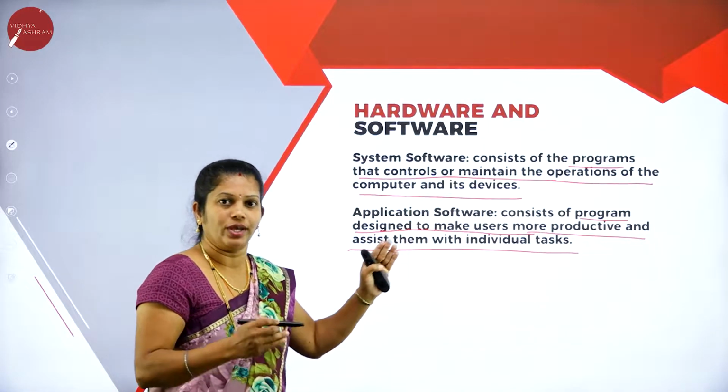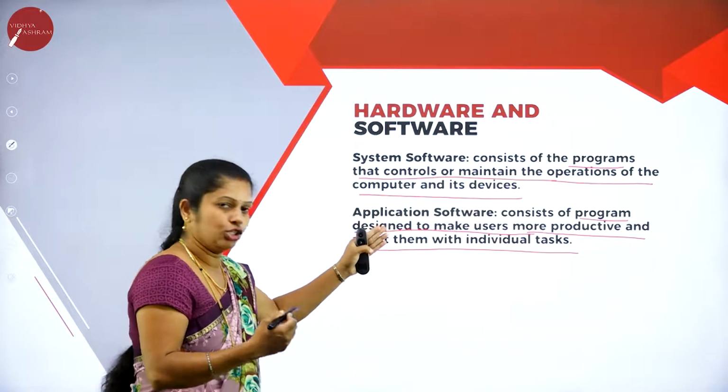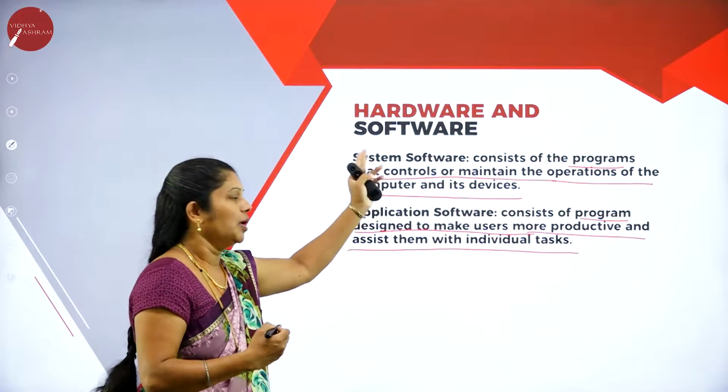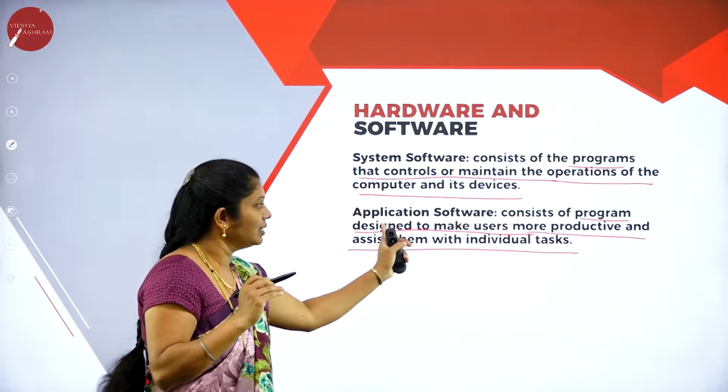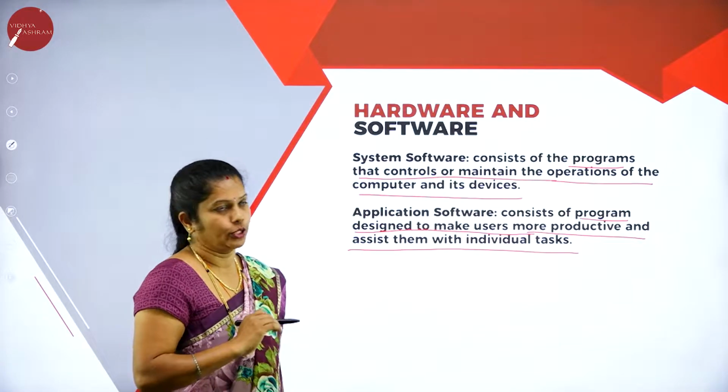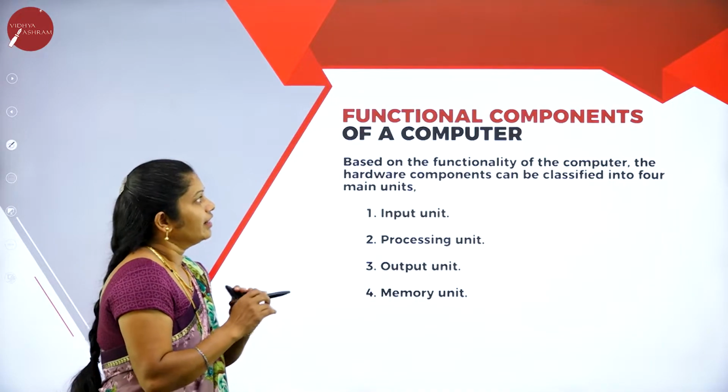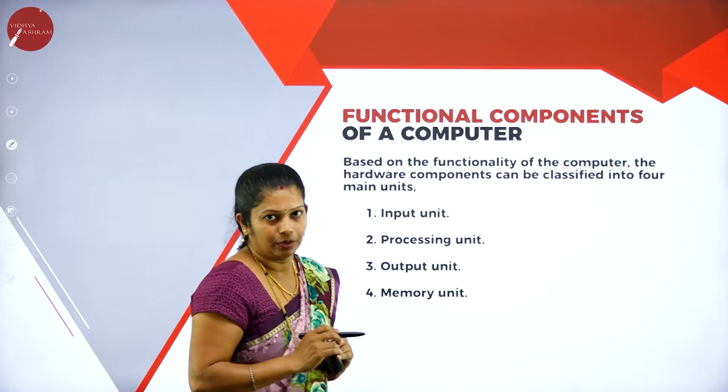Whereas system software is also a program, application software is also a program, but system software is mainly used to perform system work, whereas application software is used to do a particular task only. Next, we'll discuss the functional components of a computer.